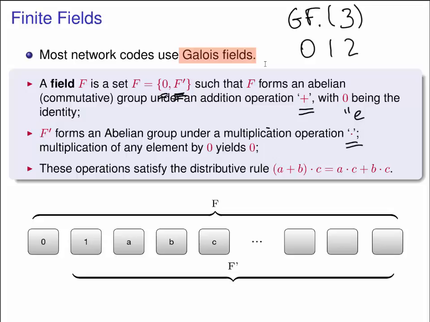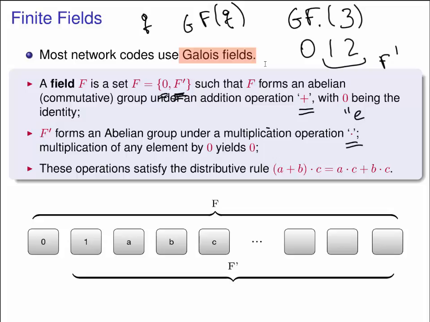The first group, the entire field, is an Abelian group under the operation plus, with 0 being an identity, and the remainder of the field, F prime, will be an Abelian group under the multiplication operation dot, and also of course the distributive property is satisfied. So we'll see that for every prime number q, the Galois field with q elements will be a field.